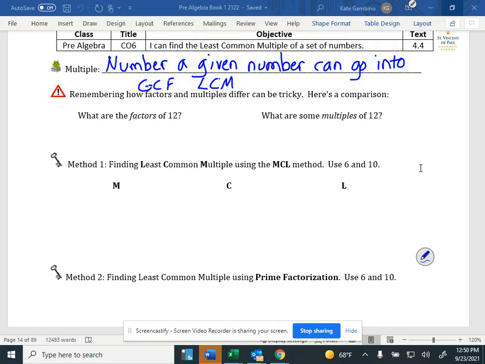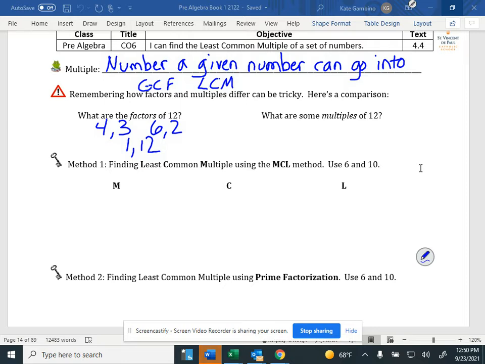So remembering how factors and multiples differ can be tricky. Here's a comparison. What are the factors of 12? 4 and 3 are factors. What else are factors of 12? 6 and 2. What else is a factor of 12? 1 and 12. So those are factors, numbers that you can divide that number down into. So when you're looking for the factors, you're dividing it down. When we're looking for the multiple, we're multiplying it up.